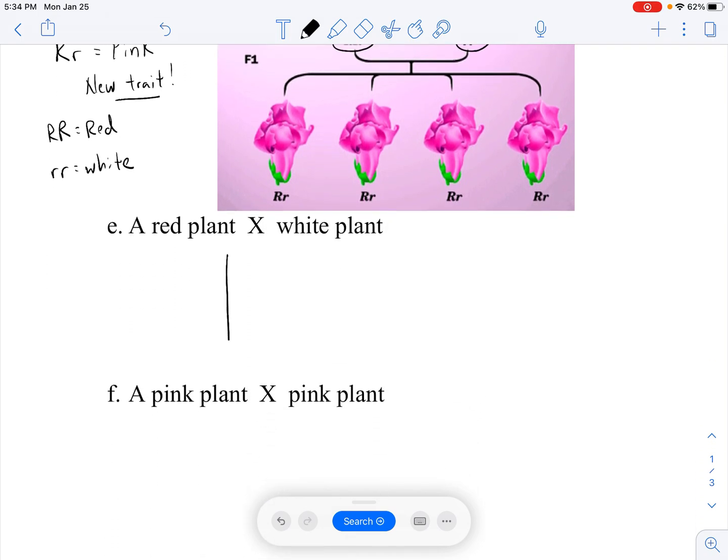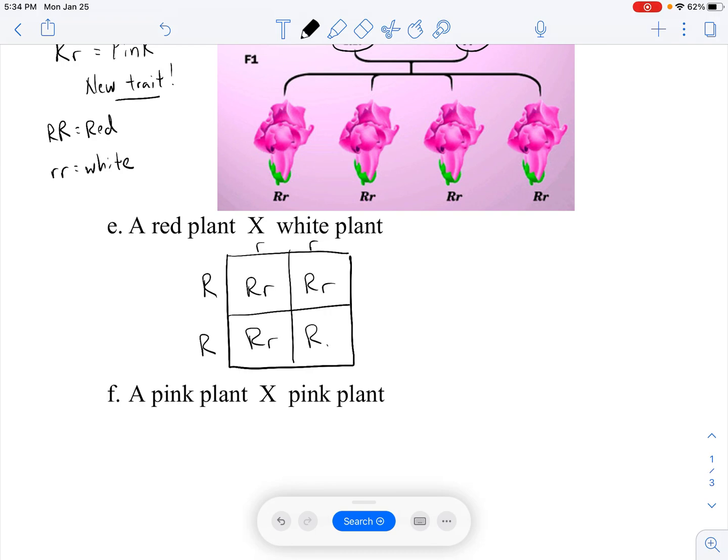So let's just do a couple of examples. If we were to cross a red plant with a white plant, we would do our genotypic and phenotypic percentages. And in this case, we would get 100% big R, little r, and 100% pink.